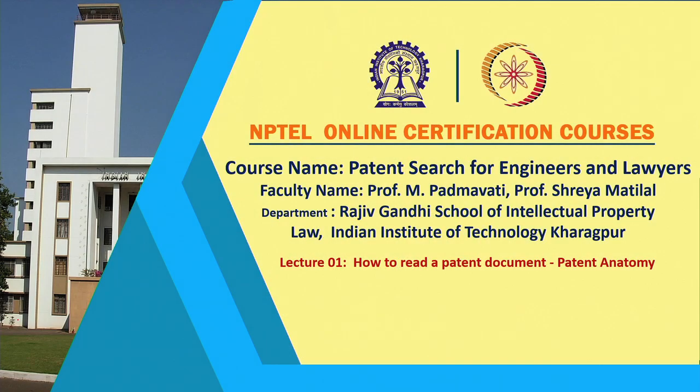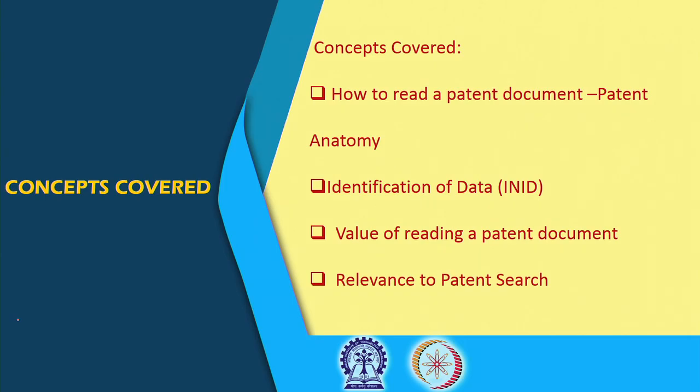aspect of how to understand patent documents, the aspect of what we call patent anatomy. In this we will be covering different aspects. One is how to read a patent document, that is how to understand different parts of the patent document, in short what we call patent anatomy. The other aspect that we will be looking at is how patents are actually identified in terms of the specific categories, which is what is called the INID codes. We will also understand in this lecture the value of reading patent documents and its relevance to patent search.